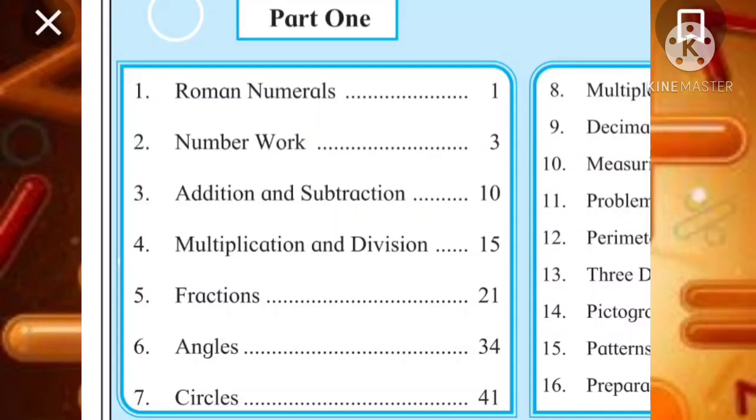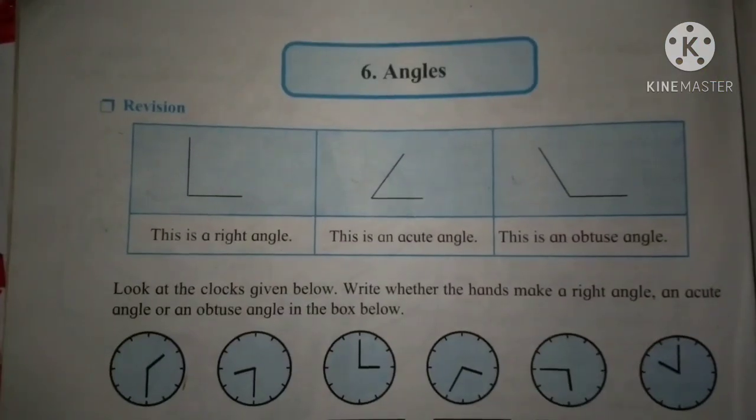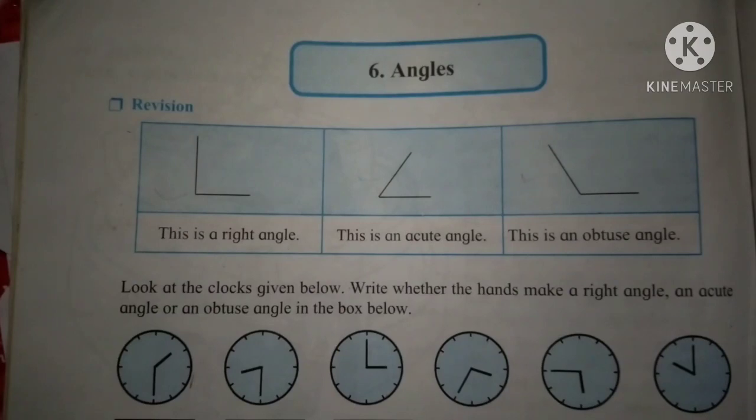First semester, we have completed the first 5 lessons. Now, for second semester, today we are going to start lesson number 6, that is angles. So, let's start lesson number 6, angles.